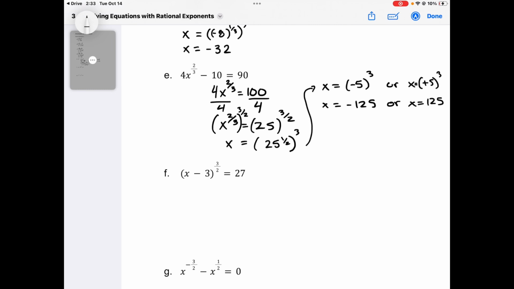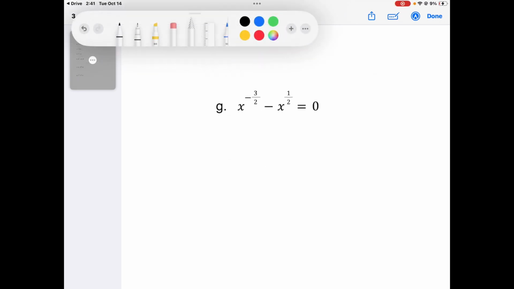In example F, my subtraction is happening inside the brackets. It's part of the base of the powers. So the first thing I'm going to do is raise both sides to the inverse, which means that on the left-hand side, I'm left with x minus 3 because now my exponent is equal to 1. On the right-hand side, I have the cube root of positive 27, which is 3. 3 squared is 9. And then I'm going to add 3 to both sides, which gives me an answer.